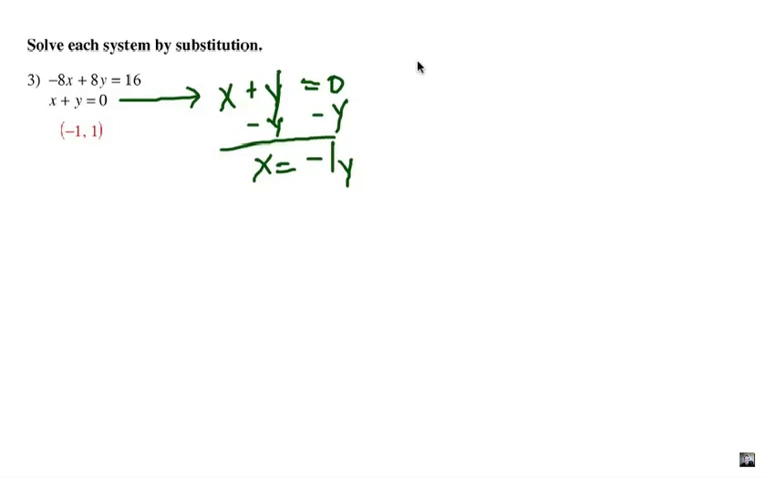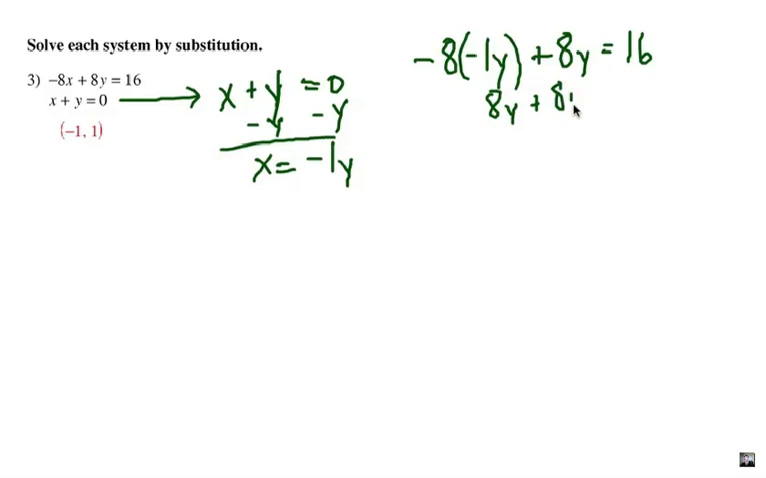The other equation is -8x, but we're saying that x is this right here. Now I know it's a lot of negative signs and you kind of have to be careful there, but it turns out to be a pretty simple answer as you can see in red there. So what is -8 times -1y? Well, that would be a positive 8y. So positive 8y plus another positive 8y equals 16. And then we would have 16y equals 16, and y would have to be a positive 1.